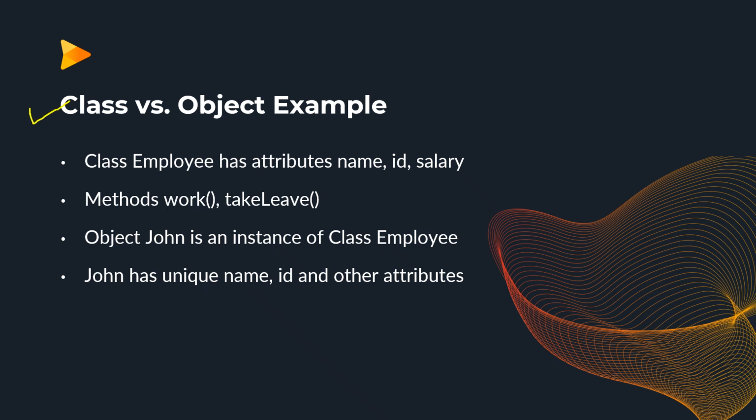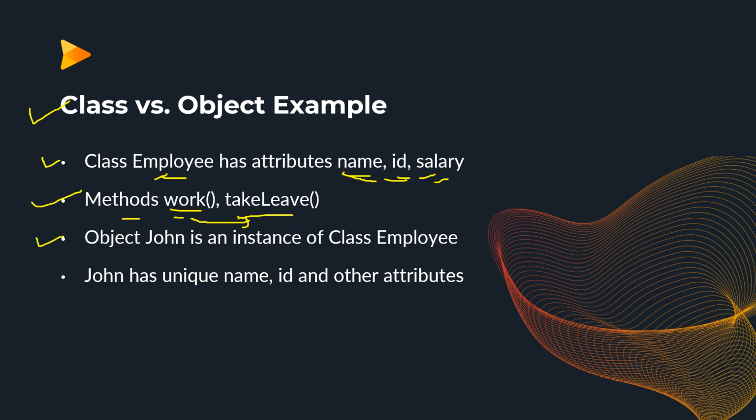Now we are going to see class versus object using an example. Suppose Employee is a class and it has attributes like name, id, salary. So this is the Employee and the attributes are name, id and salary. This is the state of the Employee class. Now methods like work, take leave are the behavior of Employee. These are the methods, or we can also say these are the functions of our class.